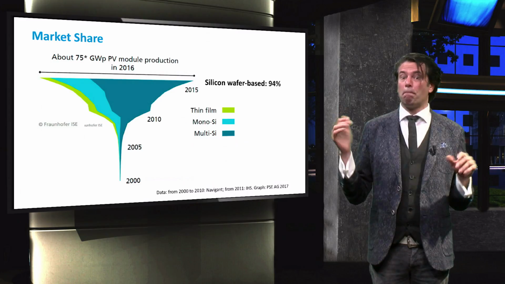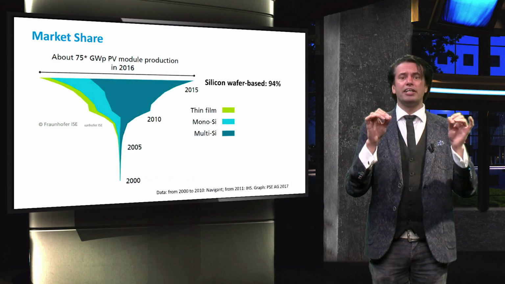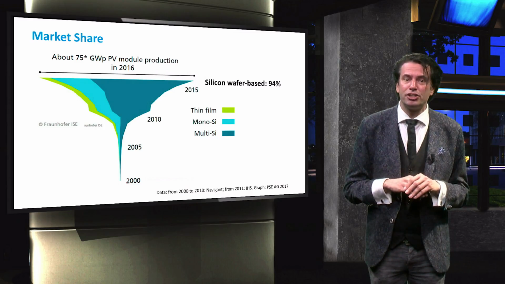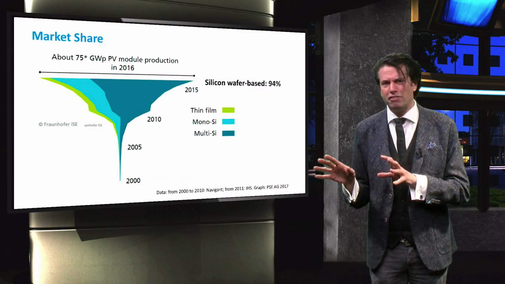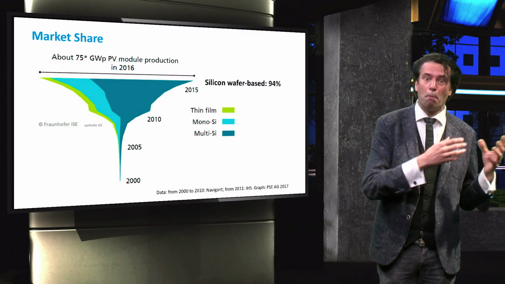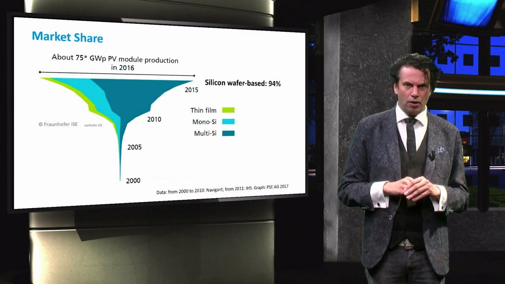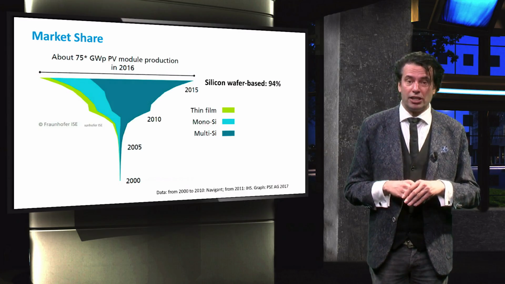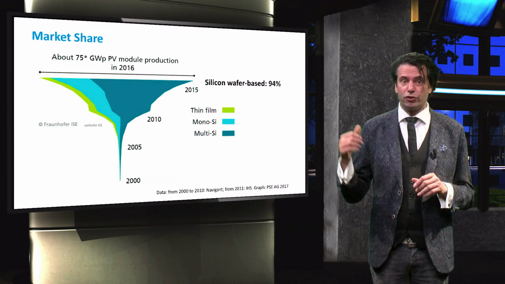What are the current market shares? Crystalline silicon is the dominant PV technology. In 2016, it had a market share of 94%. 70% of the market is multicrystalline silicon modules and 24% is monocrystalline silicon modules. All thin-film PV technologies together had a market share of only 6%. It even dropped 1% in reference to the last year.